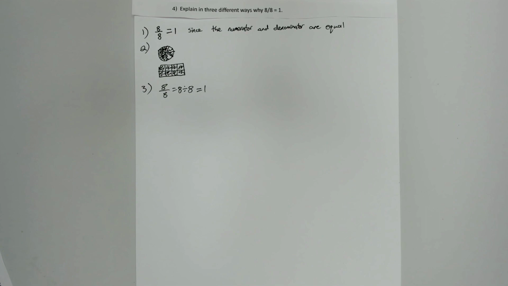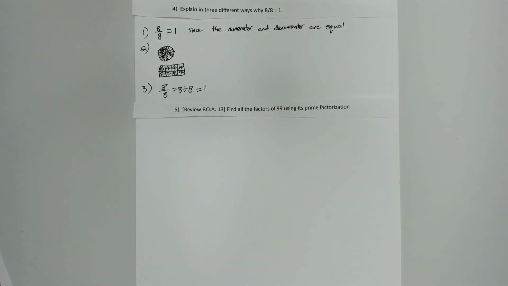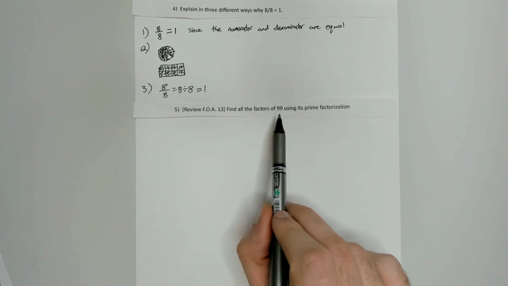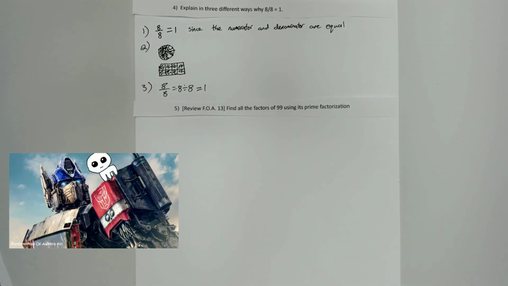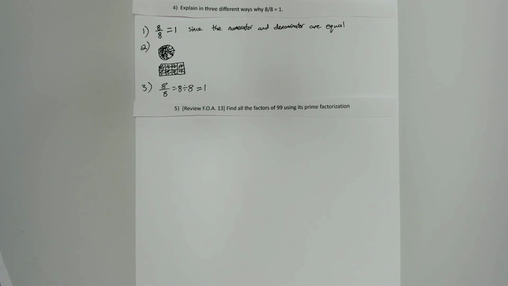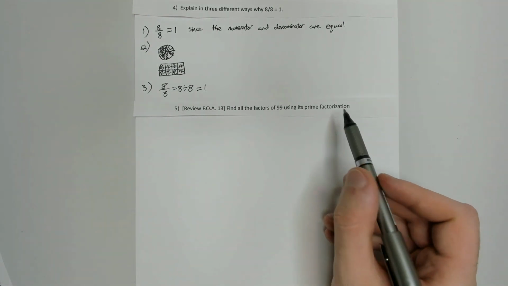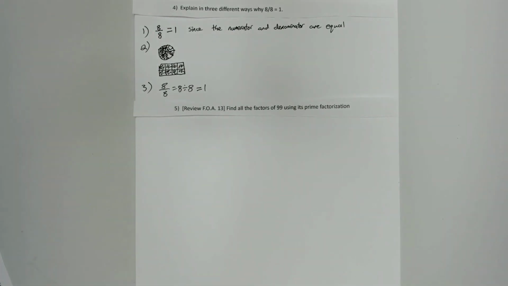All right, and the last question here, this one's a little bit of a review, because it's always good to go back and review things in math to make sure you're still remembering them and staying strong with the topics, because one way or another, it's going to come back at some point. For this review problem, we want to find all the factors of 99 using its prime factorization, and this was from the Fundamentals of Algebra number 13. So the way we did this is we first prime factorized the number, and then we found all of the combinations of those prime factors, which will then give us all the factors of 99.